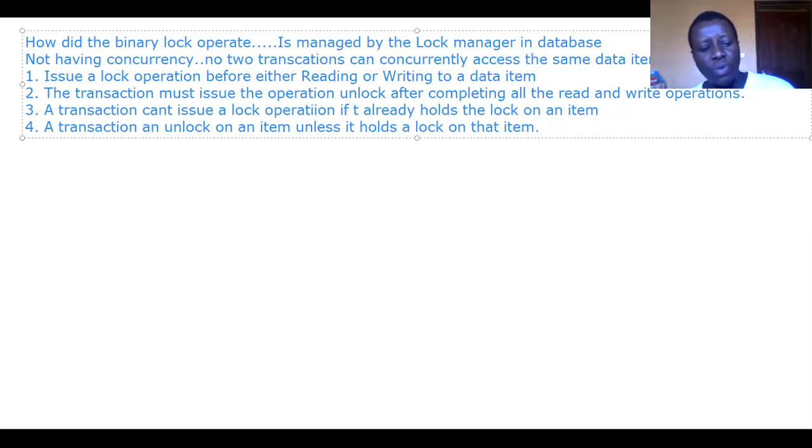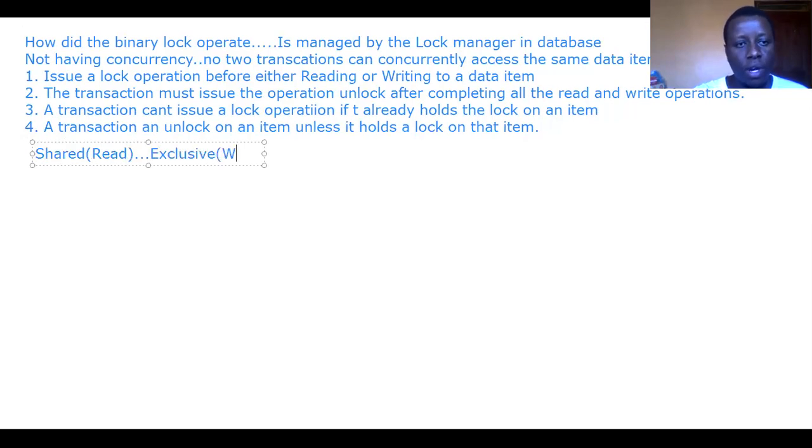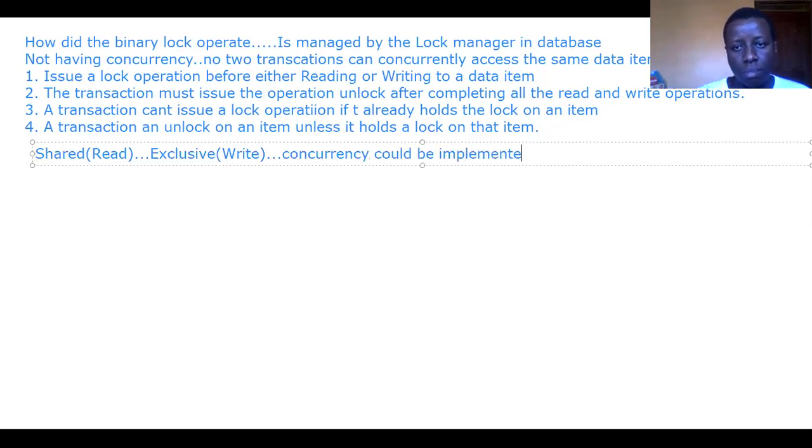Okay. Now, with shared exclusive lock, as I said earlier, the shared is where you have read, and exclusive is where you have write. Now, if you have those two, it means that concurrency could be implemented easily. Why do I say that?